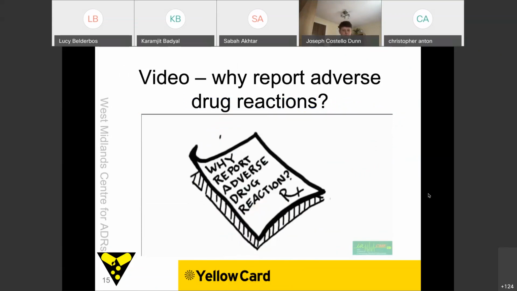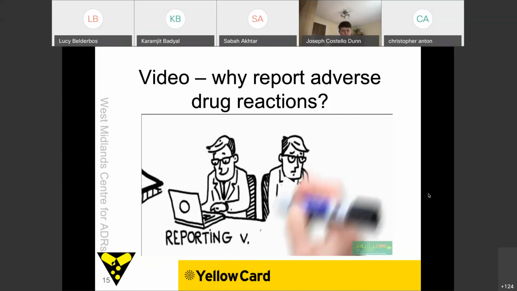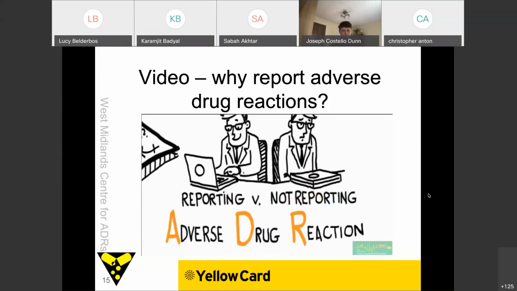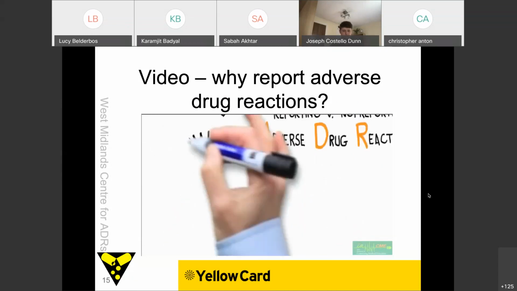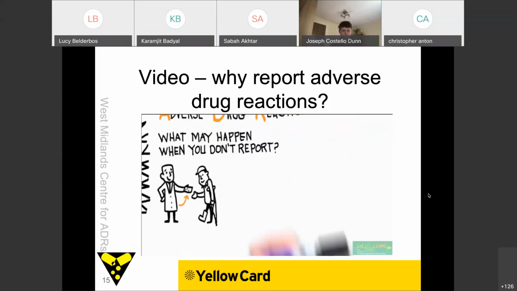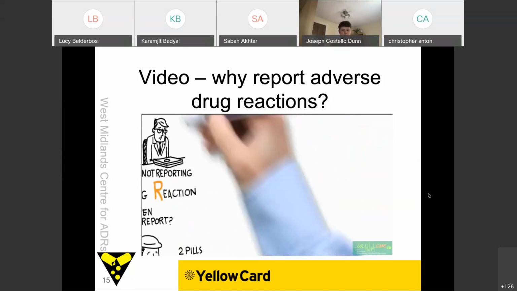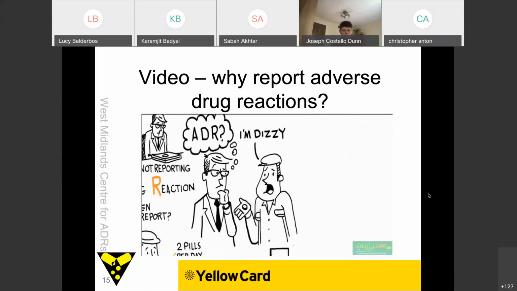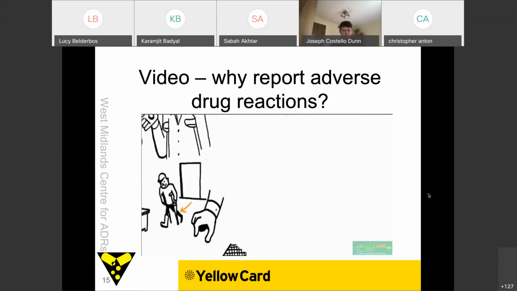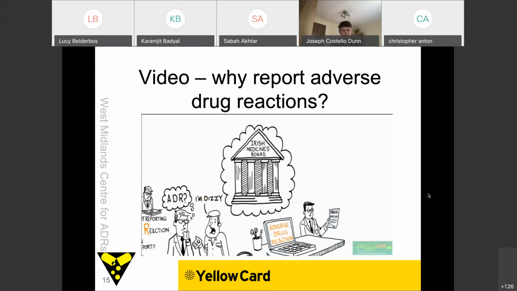Why report adverse drug reactions? Let's look in a simple way at the difference between reporting and not reporting a suspected adverse drug reaction. First, what may happen if you don't report an ADR? You prescribe medicine X for a patient at a dose of 2 tablets per day. He returns a few days later with symptoms you think are due to an ADR. You change his medication and keep an eye on him, but don't report the ADR to the Irish Medicines Board.